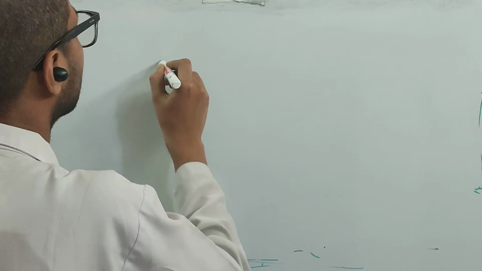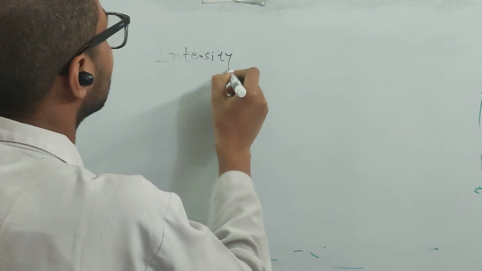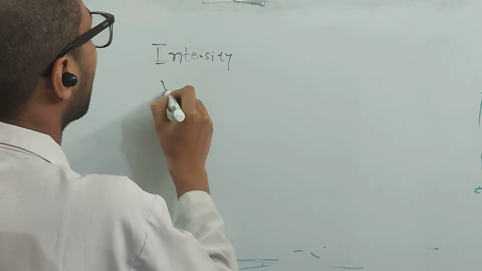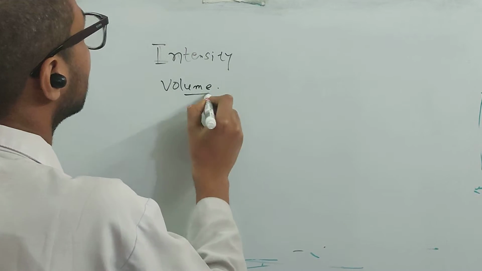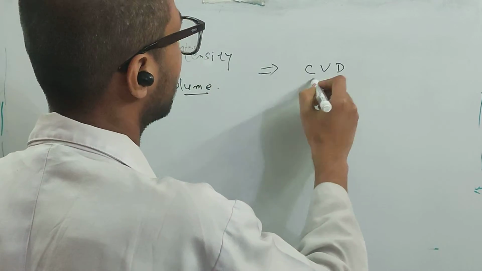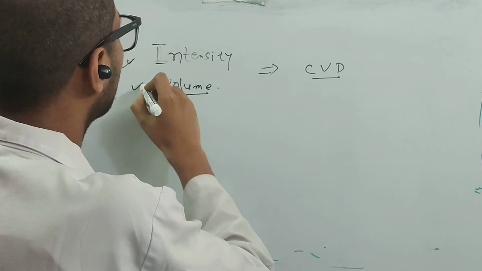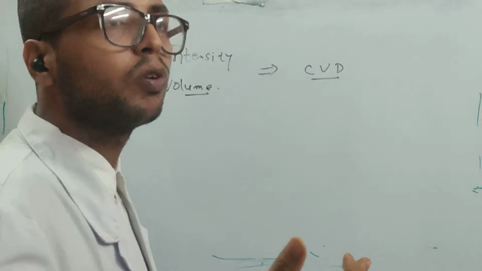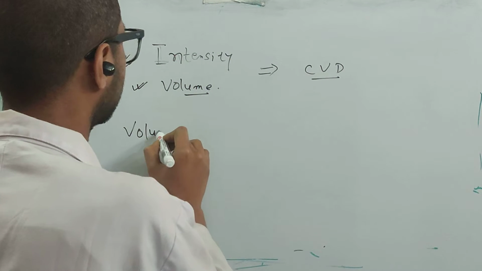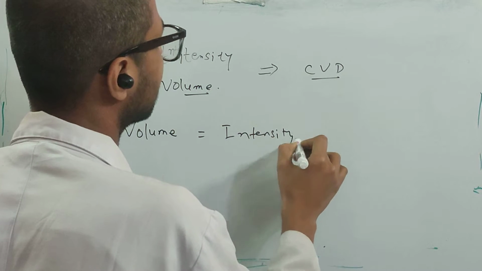Okay, so let me write a few terms on this board. I told you about intensity of physical activity and volume of physical activity, in relation to reduction in cardiovascular disease. Do you know what the relation between intensity and volume of physical activity is? What is the total volume of physical activity? From the very basics of physics, you know that volume is equal to intensity times time duration.